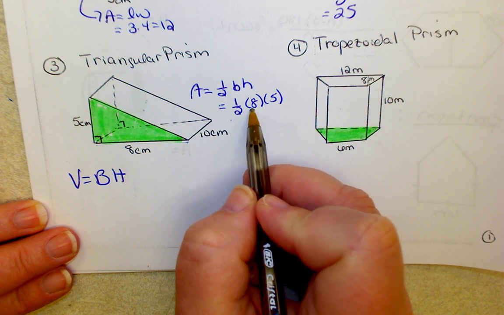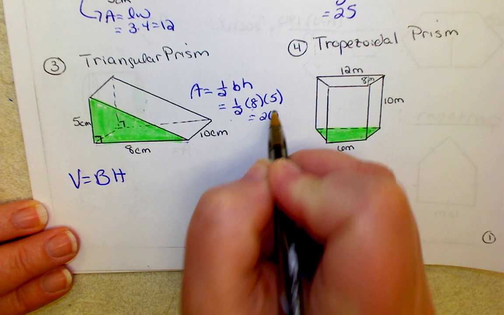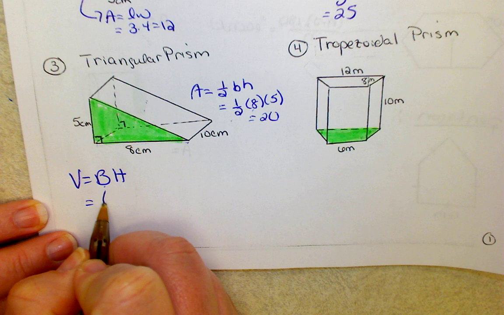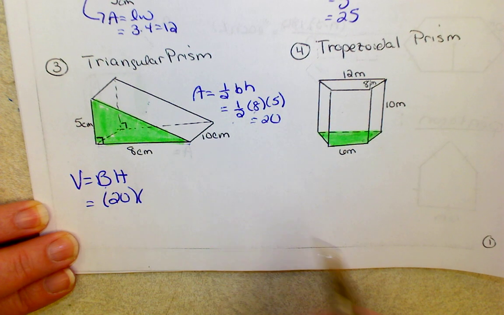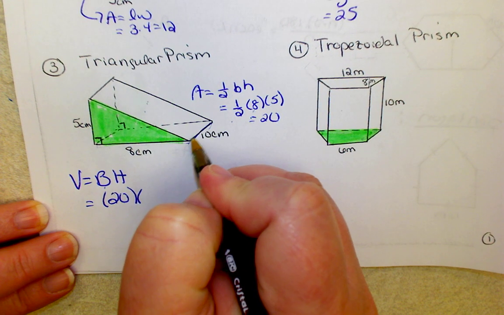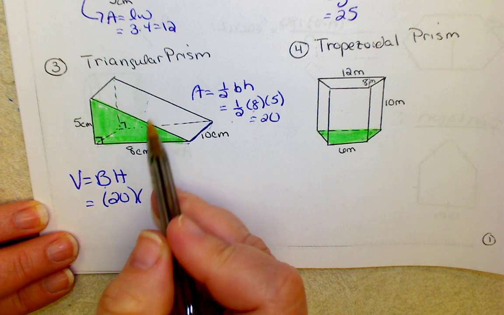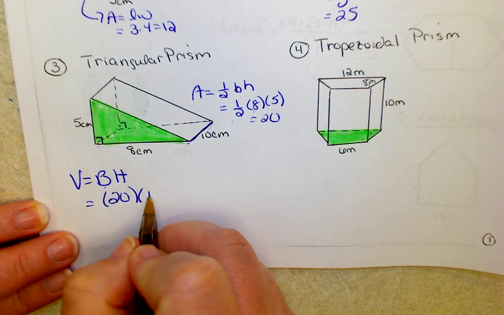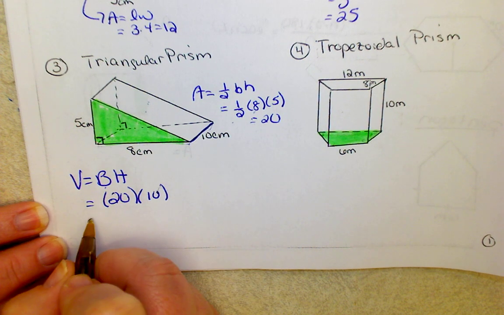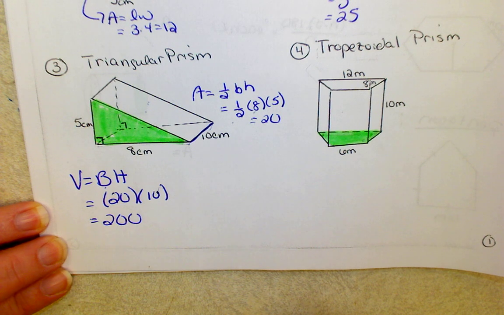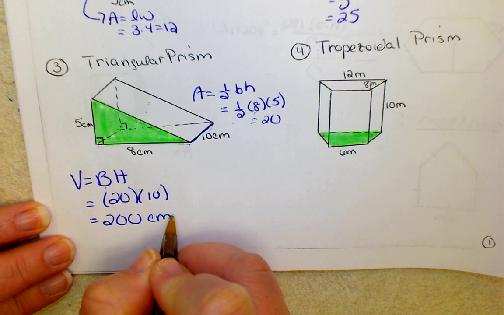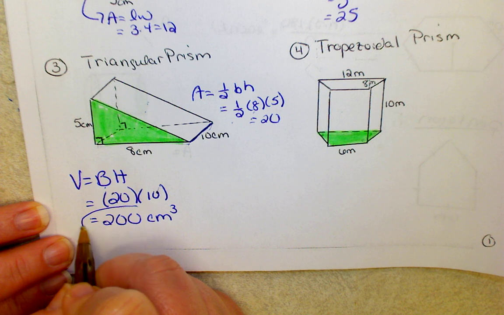Half of 8 is 4. 4 times 5 is 20. So the area of the base is 20. Now the height. The height is this segment right here because it connects the front base to the back base. So the height of this figure is 10, and 20 times 10 is 200. So that gives us 200 centimeters cubed.